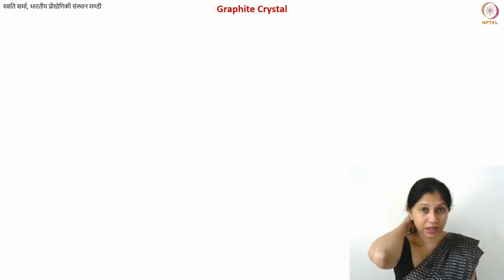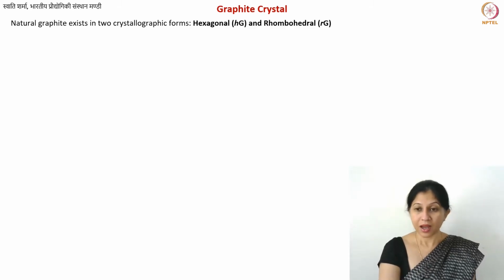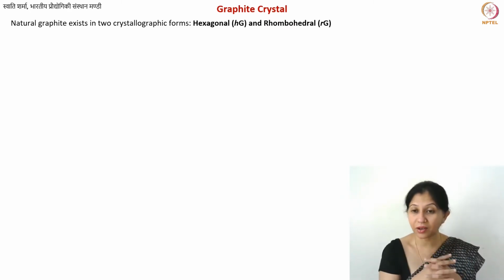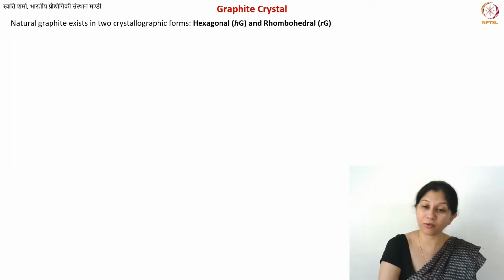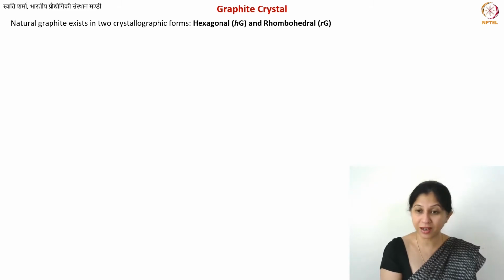Let's talk about the crystal structure of graphite. Now, natural graphite is available in two crystallographic forms. One of them is known as hexagonal graphite, which is something that we mostly talk about. This is the more common form of graphite, and the other one is known as rhombohedral graphite.